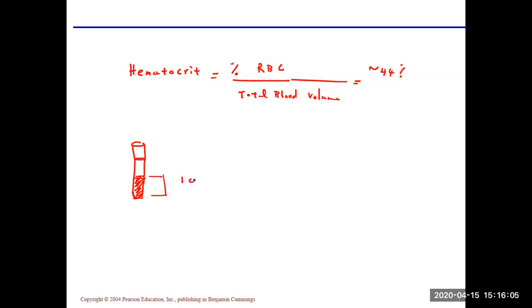Let's say that is 1 centimeter, that's the erythrocytes. And from here to here is the total volume, so that would be, let's say, 2 centimeters. The percentage of the red blood cells would be 1 centimeter over the total blood volume, which in this case is 2 centimeters. And now, since it's a percentage, you need to multiply it by 100, and that would be 50%. In this case, hematocrit happened to be 50% because it's half and half.